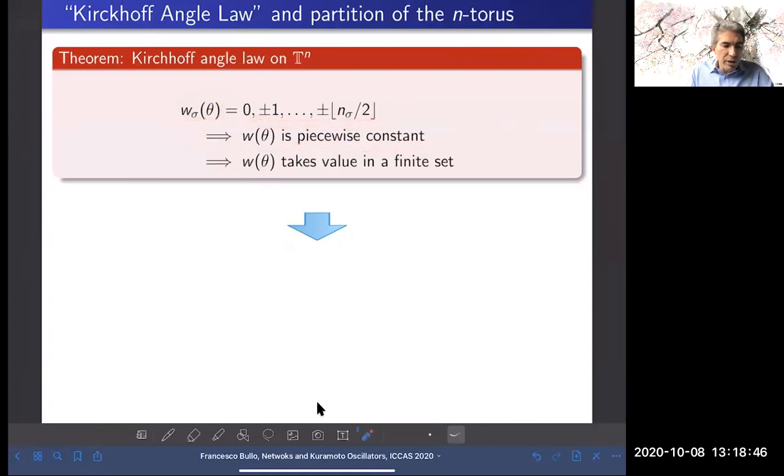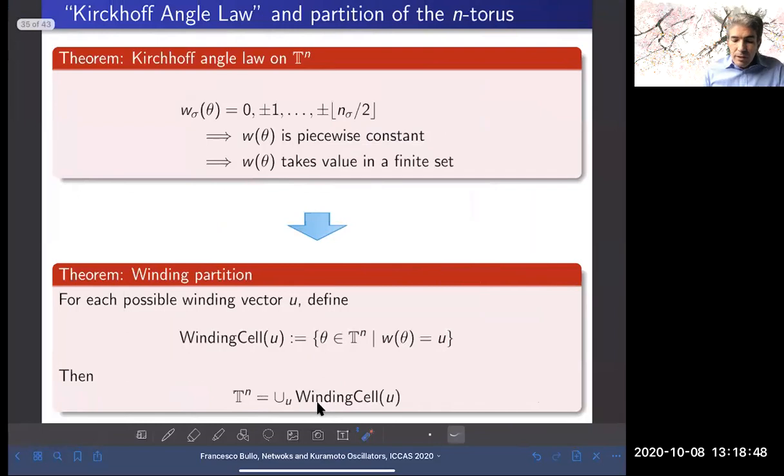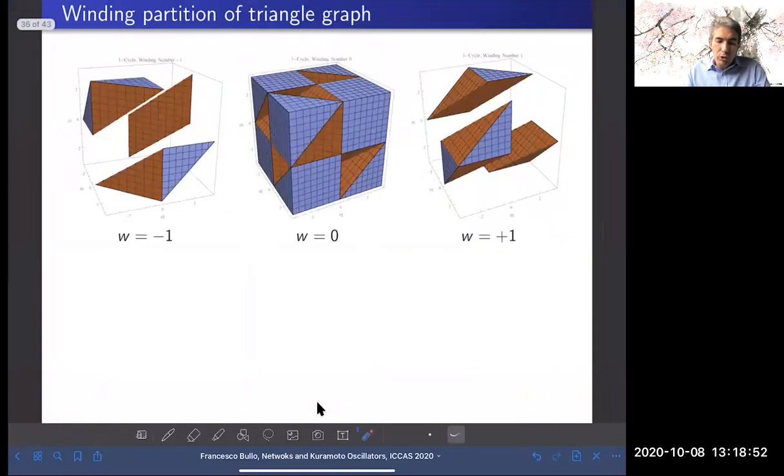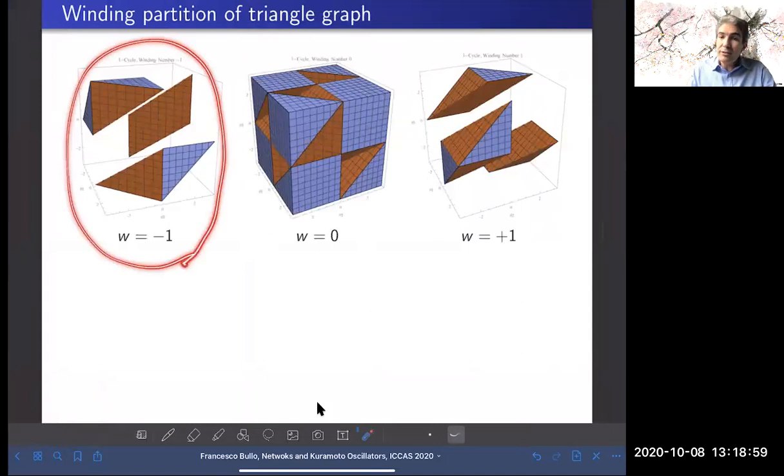Now, what that means, if you think about it for a few seconds, is that you can take the entire torus. Let me go to the pictures. You can take the entire torus and you can split it into cells. This is the cell where the winding number is -1.